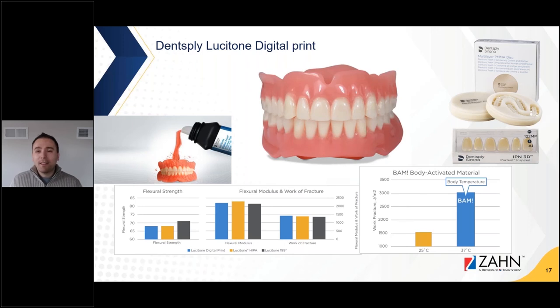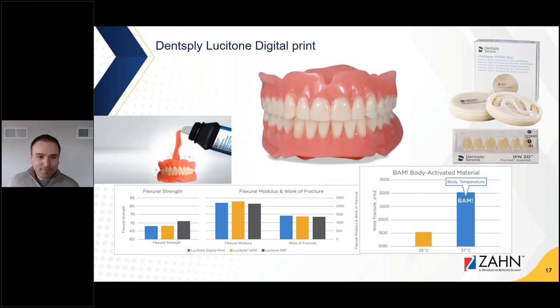And it has this thing called a BAM, which is body activated material. After you do your final cure of the denture, it doesn't actually achieve its full strength until the patient puts it in their mouth. With intraoral and internal body temperature, it actually gets stronger. So it's kind of a weird material, but it's really good. And so far, no issues with it. The only time we had to remake it is if it got lost or eaten or stolen.